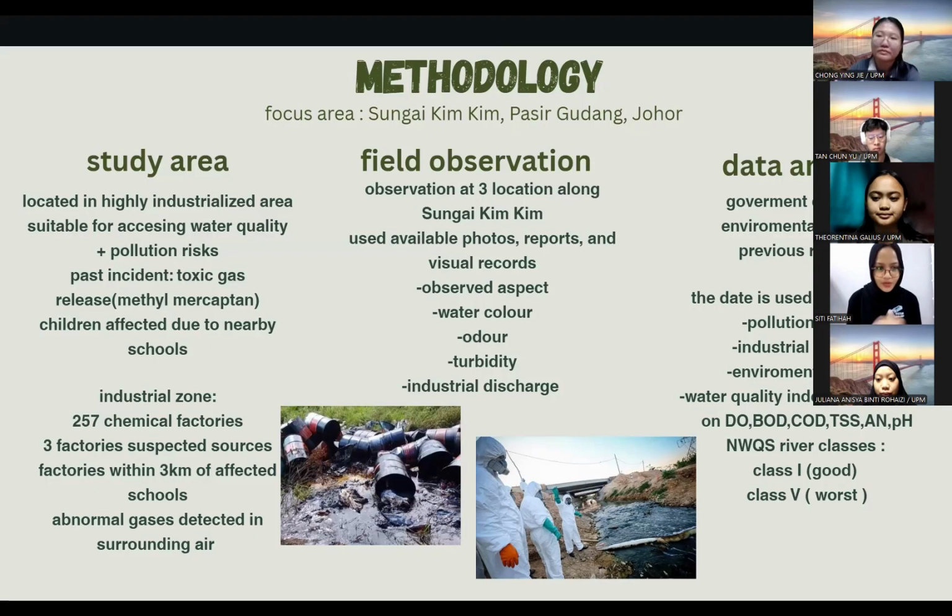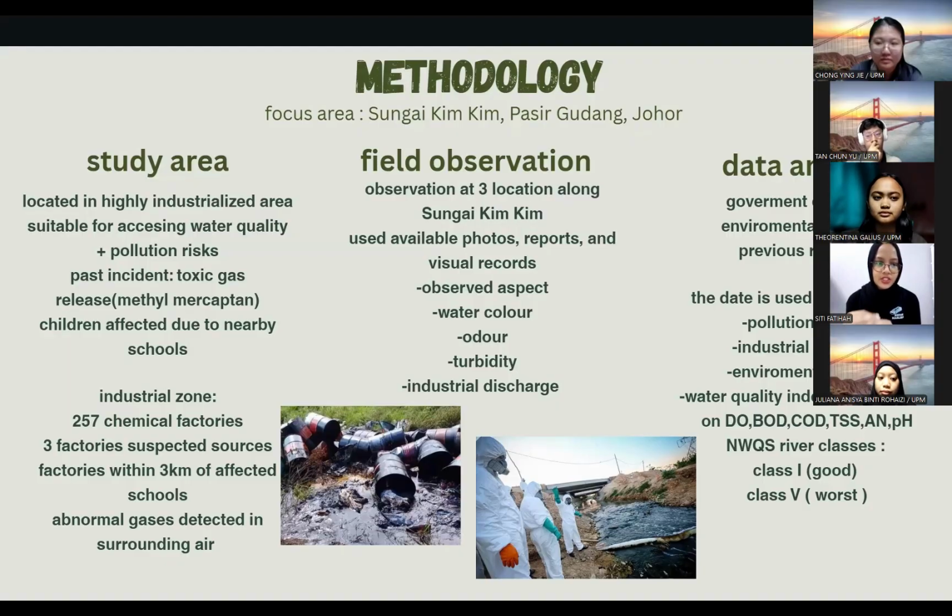A previous incident involving the release of methyl carbapenem affected students because the schools are close to the industrial zone. Out of 257 chemical factories, 3 are believed to be the main sources of the toxic gas. The 3 factories are within 3 kilometers from the school. Abnormal gas was also detected in the surrounding air, showing that the pollution wasn't only in the river but also in the atmosphere.